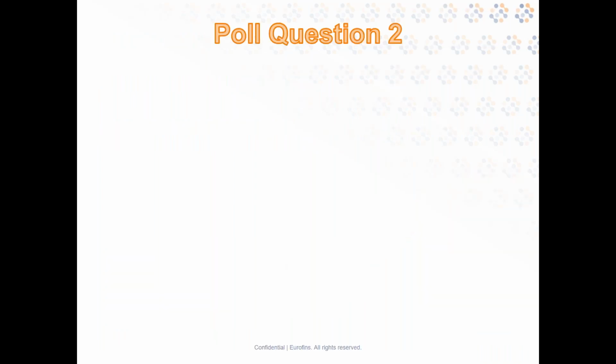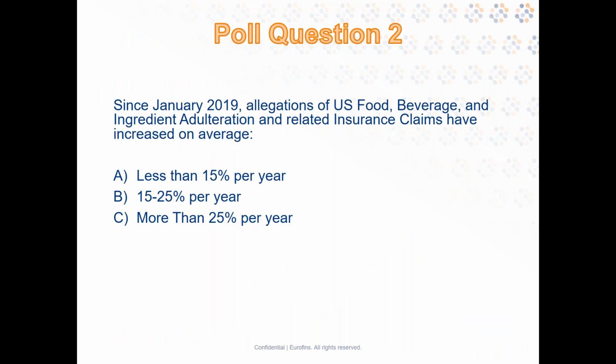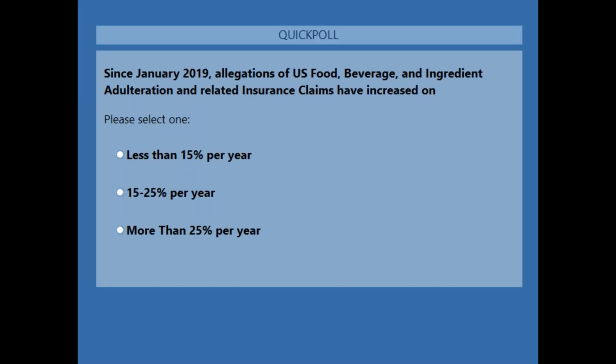So we're down to our next poll question. Since January of 2019, allegations of food, beverage, and ingredient adulteration in U.S. have increased on average 15% a year, 15 to 25% a year, or more than 25% per year. All right, if everyone could take some time to answer this question, I'll give you guys another 45 seconds to go through this, and then I'll bring it back to Dave and he'll explain the answer.